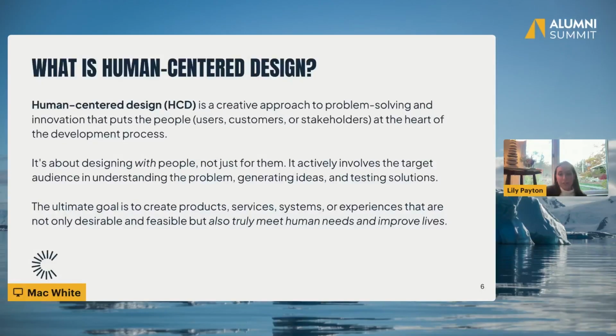All right, we're back in action, folks. All right, so human-centered design. It's really a creative approach to problem solving, and it puts the people, whether that's users, customers, stakeholders, affected parties, wherever you're coming from, at the heart of the development process.